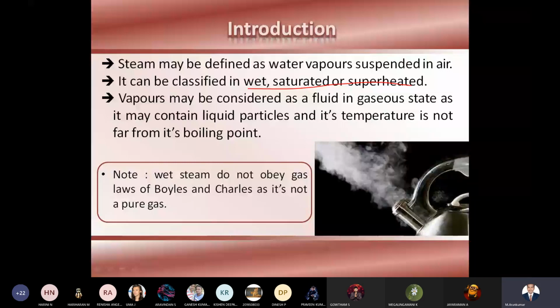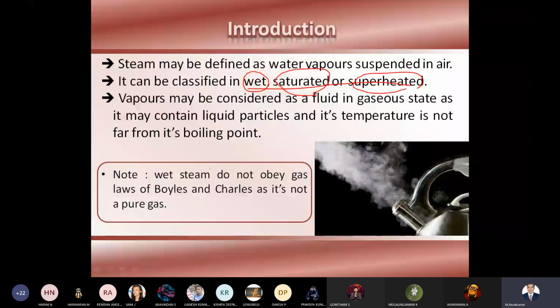Right, so you know what is subcooled liquid. That subcooled liquid of steam can be called wet steam. Then you know what is superheated vapor. That superheated vapor is called superheated steam here. Then you know the mixture. That mixture is called saturated steam here. Right, so the vapors may be considered as a fluid in a gaseous state as it may contain liquid particles and its temperature is not far from its boiling point, that you know very well.